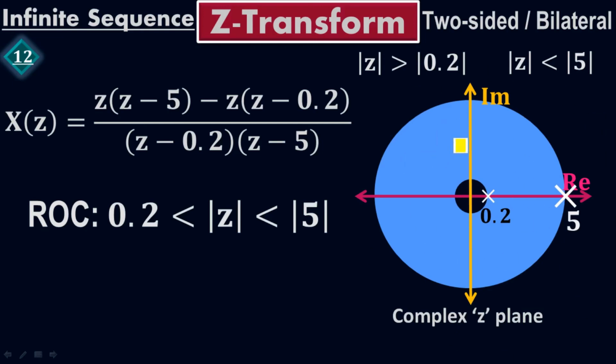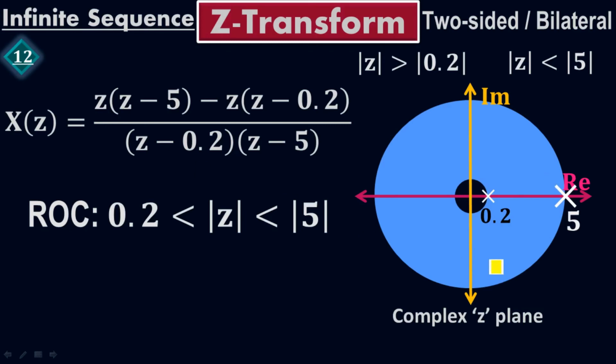So the region of convergence comes between 0.2 and 5. But remember, 0.2 and 5 are not included. Poles are not included in the region of convergence. So we can write that z modulus must be greater than 0.2 and must be less than 5. You have to go lesser than 5 here. The ring shape only happens when the right-sided radius is less than the left-sided radius. Only then will you get the ring shape.